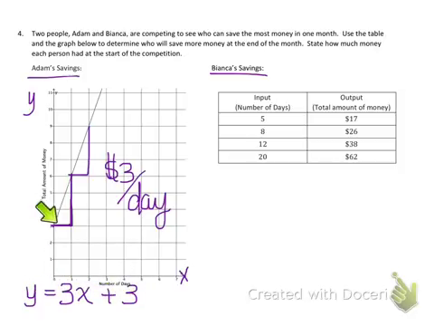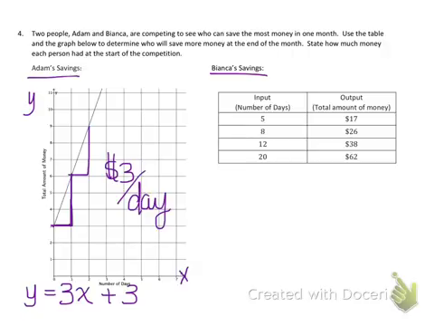Okay, so he's saving $3 every day. So let's see if it works. For 2 days, 3 times 2 is 6, plus 3 is 9. So for 2 days, I can come over here and read 9 is the amount saved. Okay, so double check that equation.